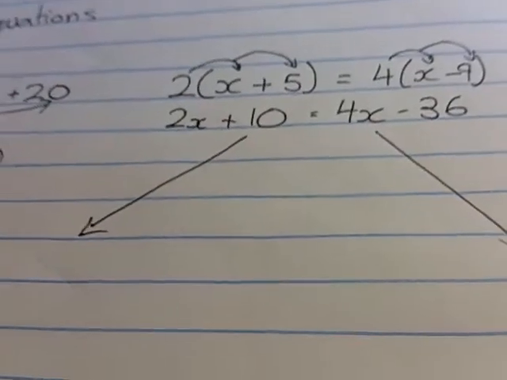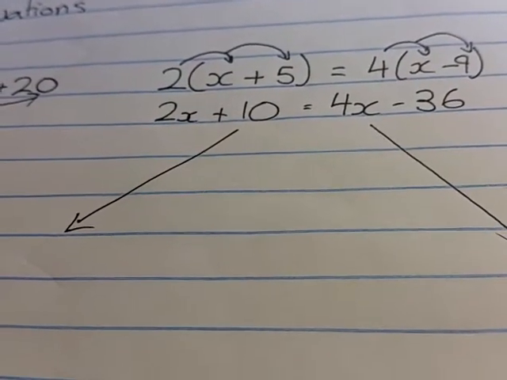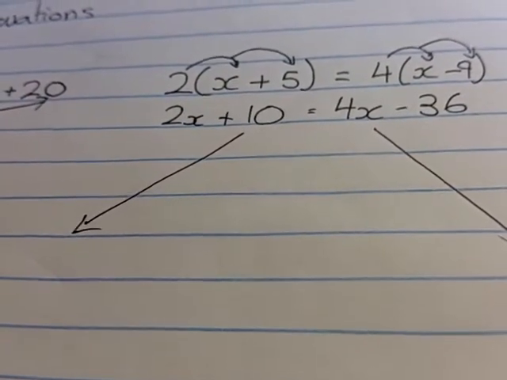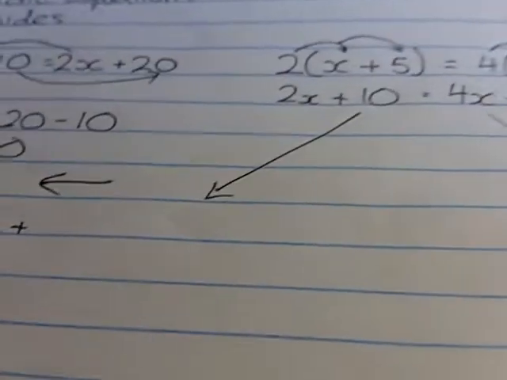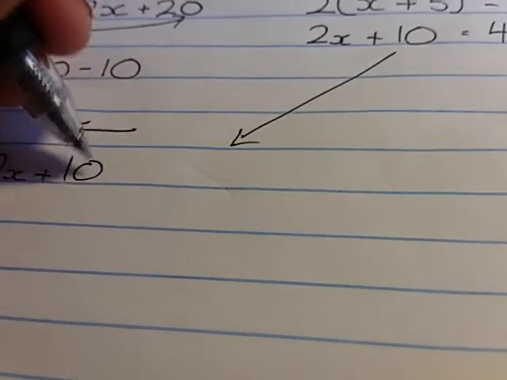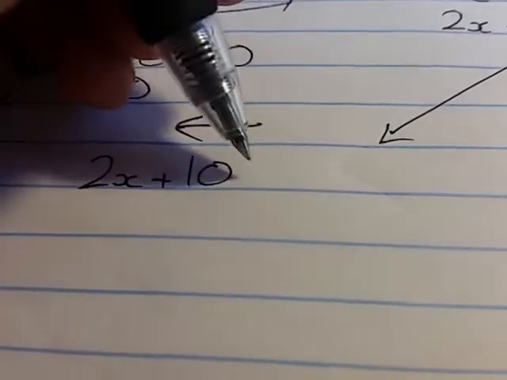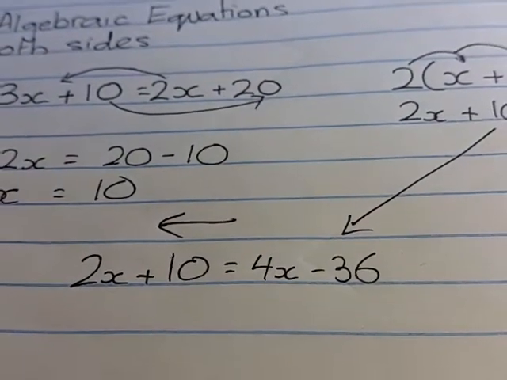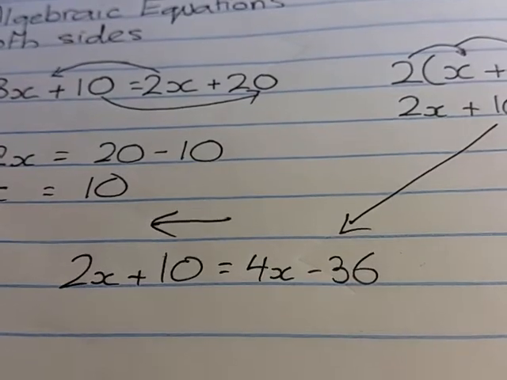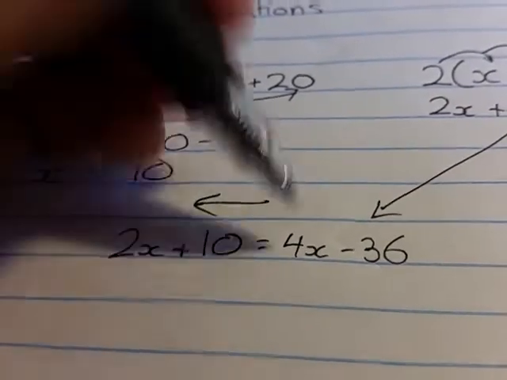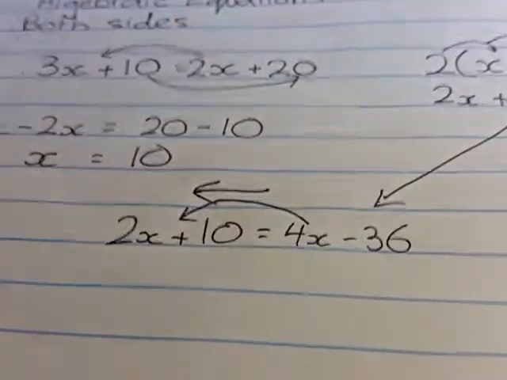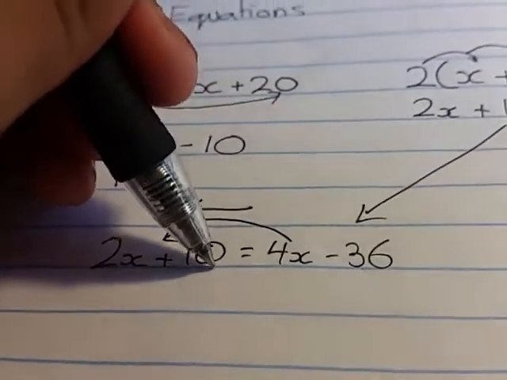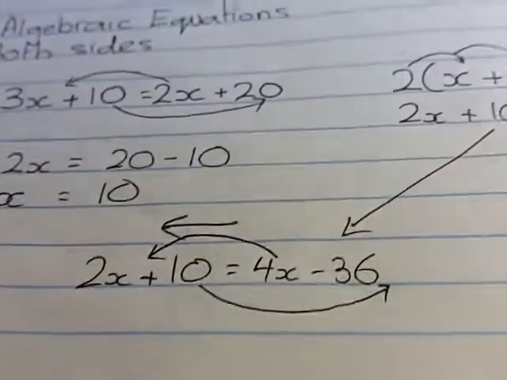So the first way is I'm going to bring them to the left hand side, and on the other way I'm going to show you what happens if I bring the variables on the right hand side. So 2x plus 10 equals 4x minus 36. And this is what happens if you bring it on the left-hand side. So bringing the 4x over there, which means the 10 is going to go over there.